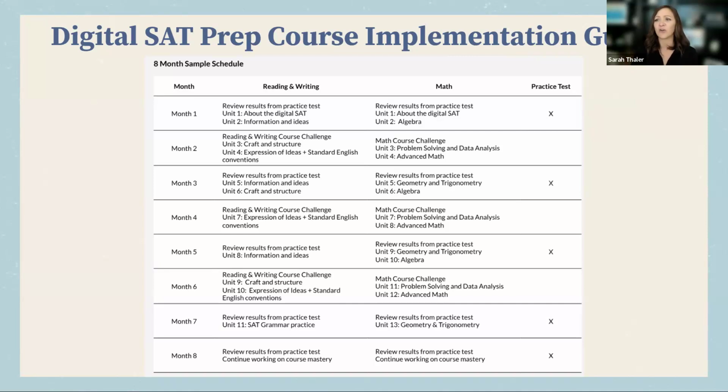But as a reminder, these are only recommendations. Every student is different in terms of how much preparation they need, the type of preparation they need. And that's really the beauty of the SAT prep courses, is it can meet students where they're at, no matter where they're at.